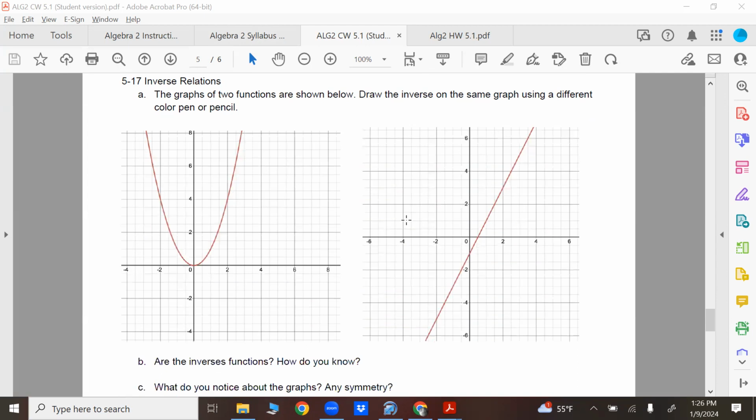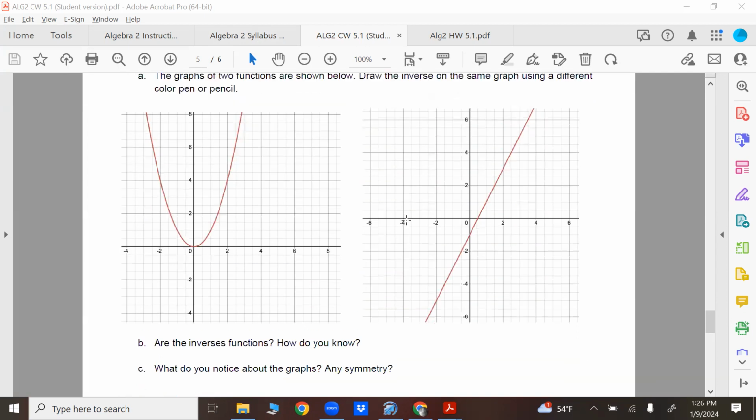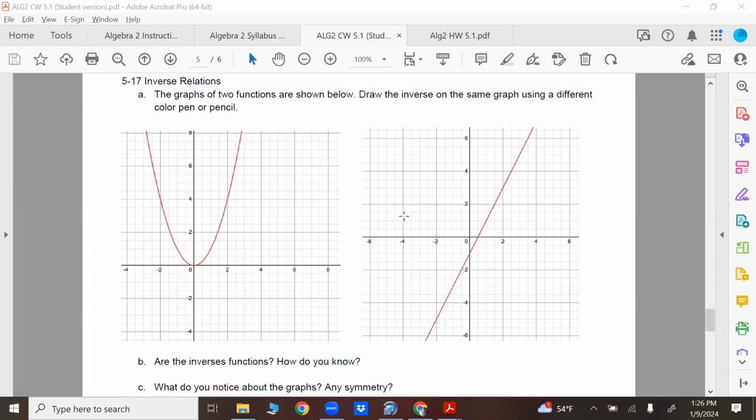Now, next up, you're asked to draw the inverse. I like this one a lot. This is a great activity. After I finish this one, we can start homework. Okay, so the graph of two functions is shown below. Draw the inverse on the same graph using a different color pen or pencil.